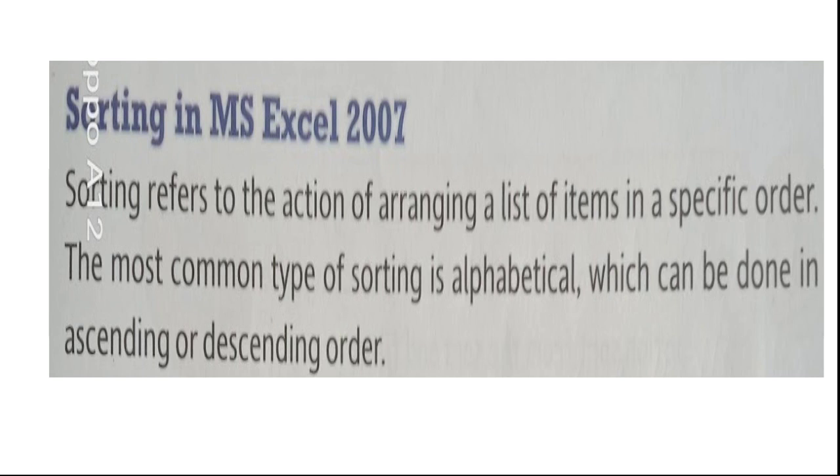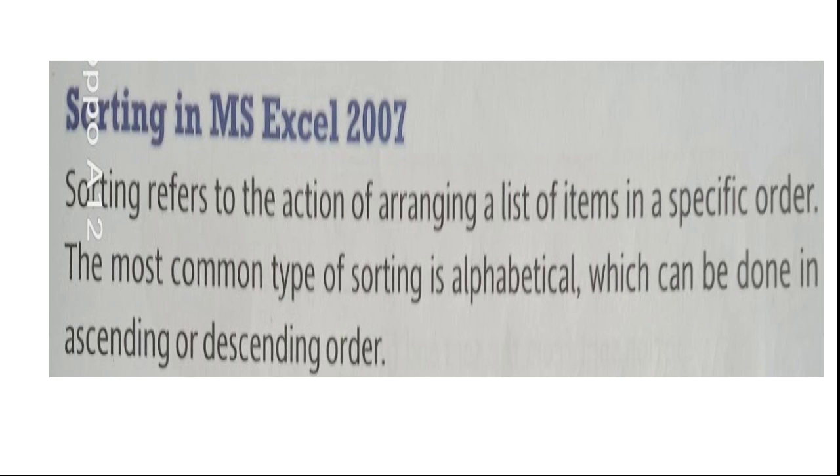Sorting refers to the action of arranging a list of items in a specific order. The most common type of sorting is alphabetical, which can be done in ascending or descending order. Like, have you ever seen the attendance register of a class? If you have seen, the student names are arranged alphabetically.